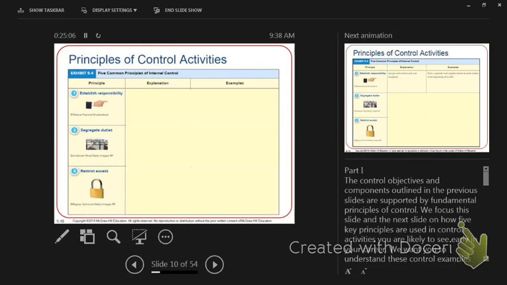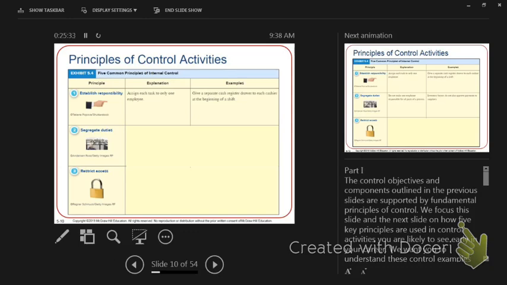Establish responsibilities. All right. Establish responsibilities means that you are telling everybody what their job is. Like you have a certain role. So that is your responsibility. If you are the mailroom clerk, you open the mail, you distribute the mail. If you're accounts payable, you're responsible for writing the checks, all right, and posting it to the accounts.